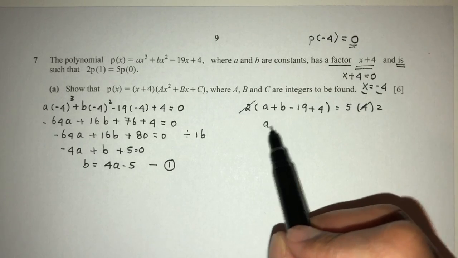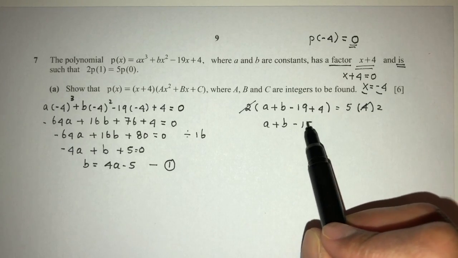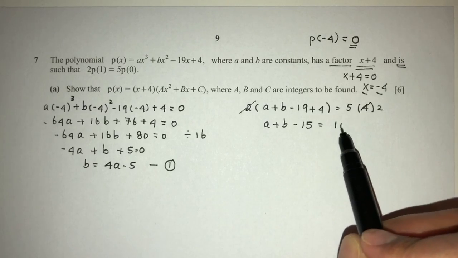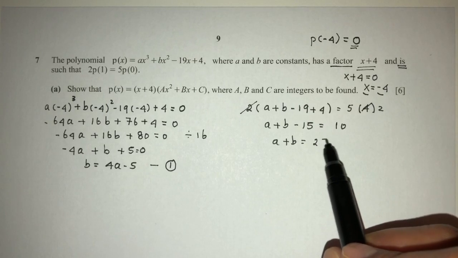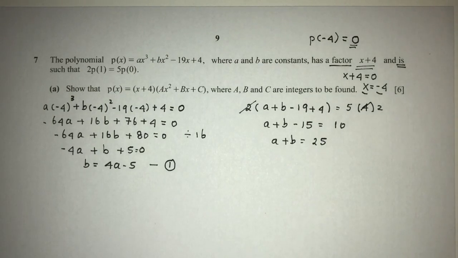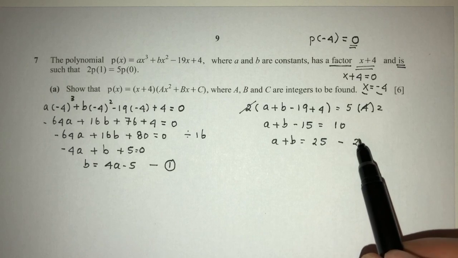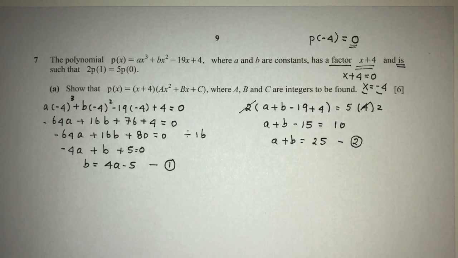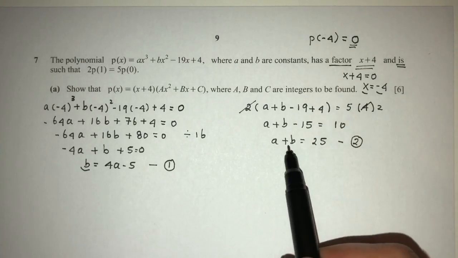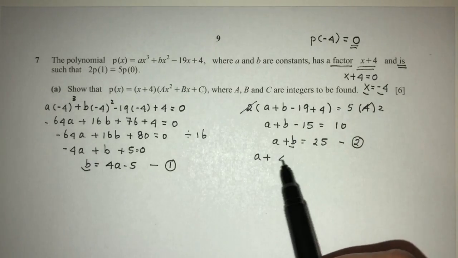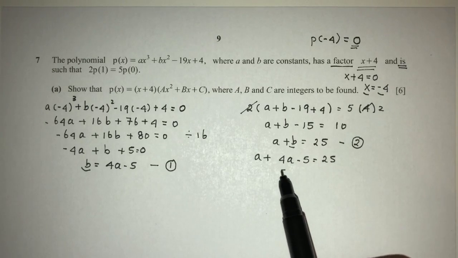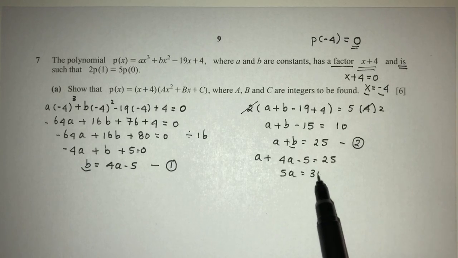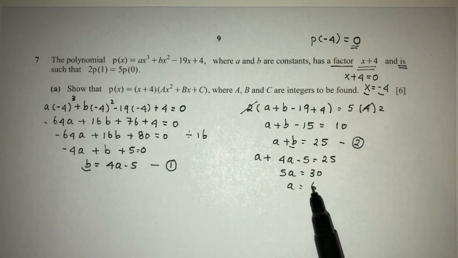You will have a plus b minus 15 has to be 10. A plus b has to be 25. Yeah, that is our second equation. Now we can solve simultaneously to find the values of a and b. So let's do that. B is this, replace here. A plus b, b is 4a minus 5, a is 25. That will be 5a is 30, a will be 6.